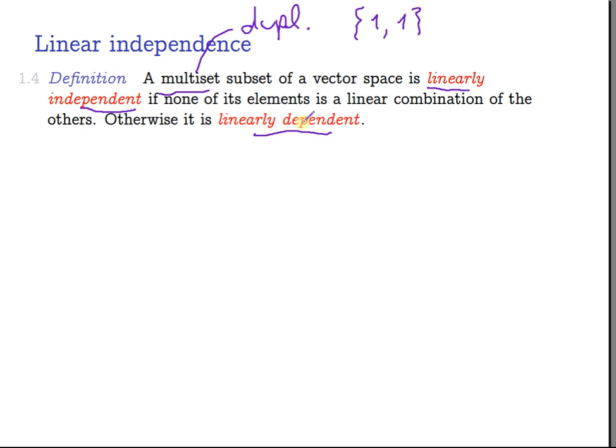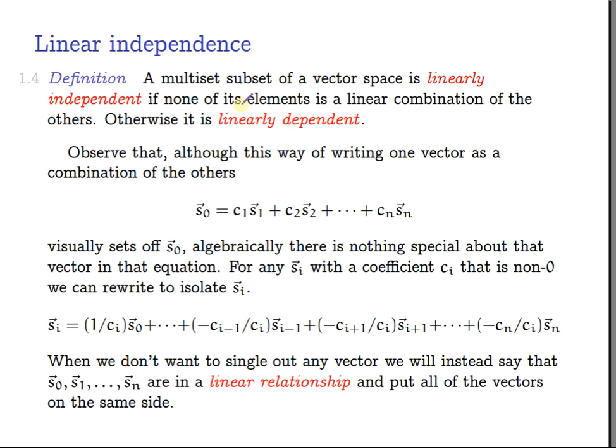Otherwise, it's linearly dependent. That is, as long as we can find one element that's a linear combination of the others, it's linearly dependent. Otherwise, it's linearly independent. We'll see some examples shortly of what's going on here. Now, this equation here expresses the fact that S0 is a linear combination of S1 up to Sn.